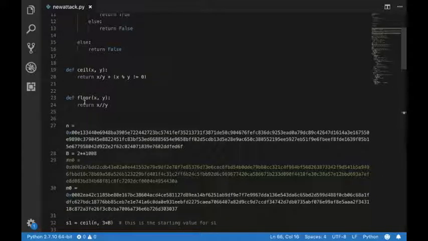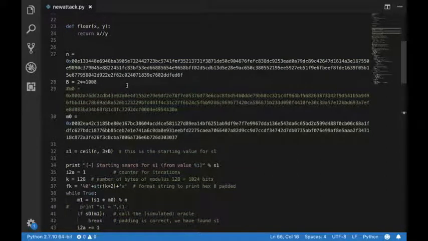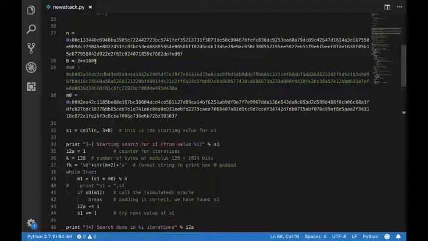Now we have defined a lot of helper functions also, such as ceil and floor, which give the ceiling and floor values once the division is performed. After that we have found a value for the modulus, and we have set the value of B as 2 raised to 1008, which will be 8 times (k minus 2) when k is 128, where 128 is the byte size, that is, 1024 bits.